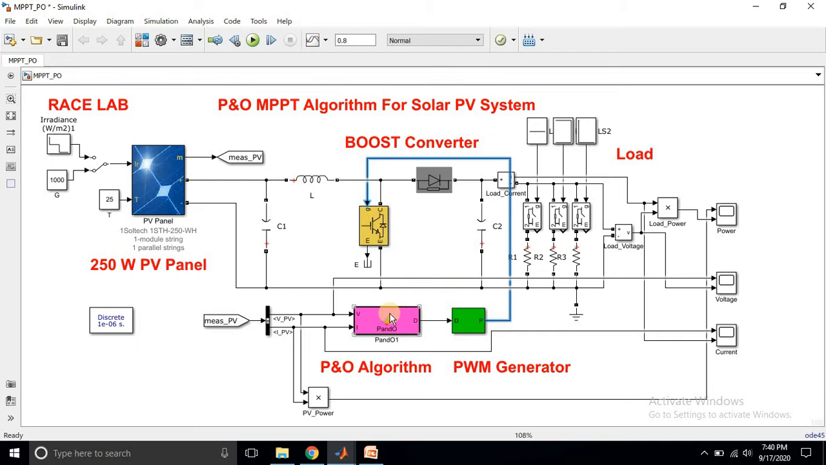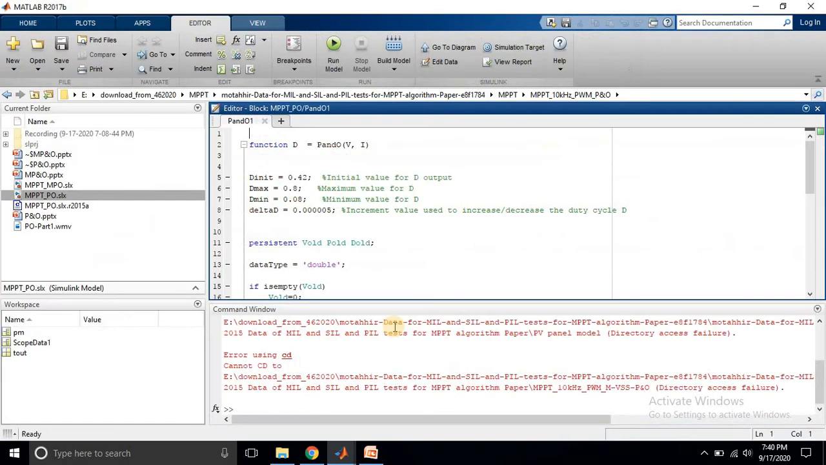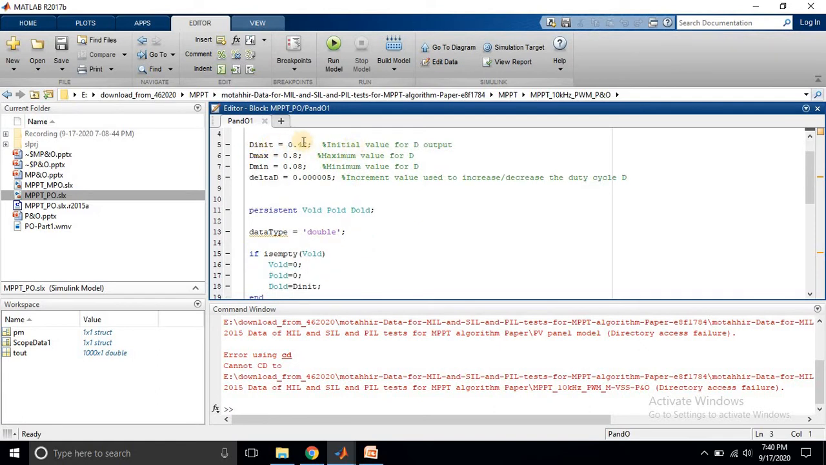So next you have to see the program inside the P&O algorithm. After clicking that block, you will navigate to this editor window. Okay, so this is the program for the P&O algorithm. In this program we can see that we have to measure voltage and current from the PV panel. So it will be the input for the P&O algorithm, and you have to initialize some parameters.